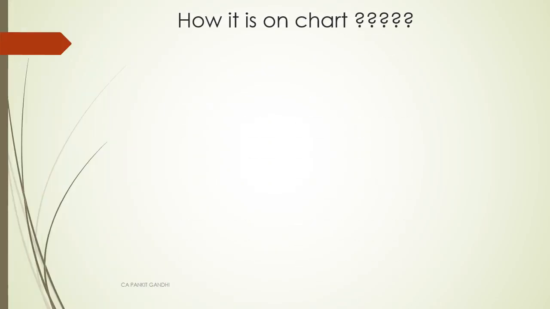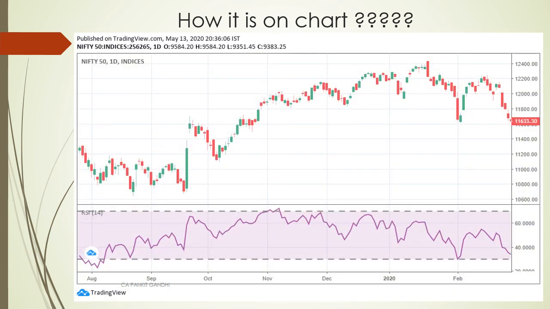Next, how it is seen on a chart. Firstly, a normal candlestick chart is there. There is an option of indicators in almost every software. In the indicators, choose RSI, that is Relative Strength Index. It can be written in any form. You can select it, and after you select, you'll see a screen like this one in front of you.